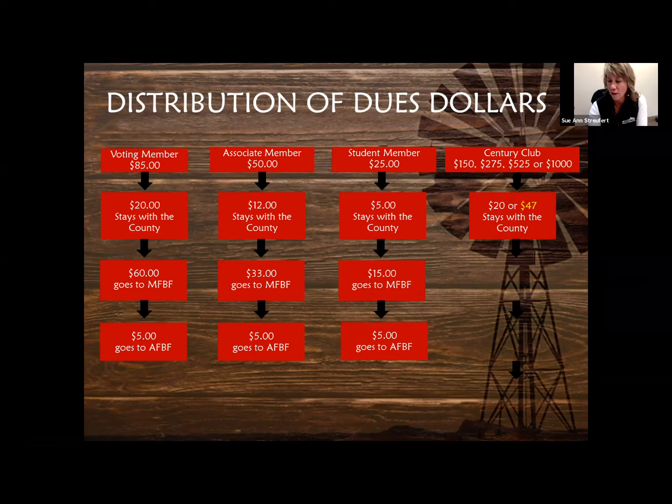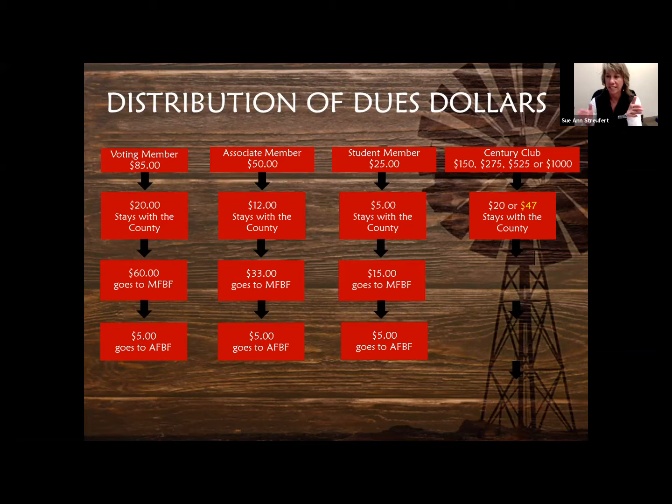But I wanted to point out Century Club. You can see that $20 of the Century Club, if it's a voting membership, stays with your county, just like a regular voting membership. Century Club is anything above a voting membership, and that goes to the legal and legislative funds.